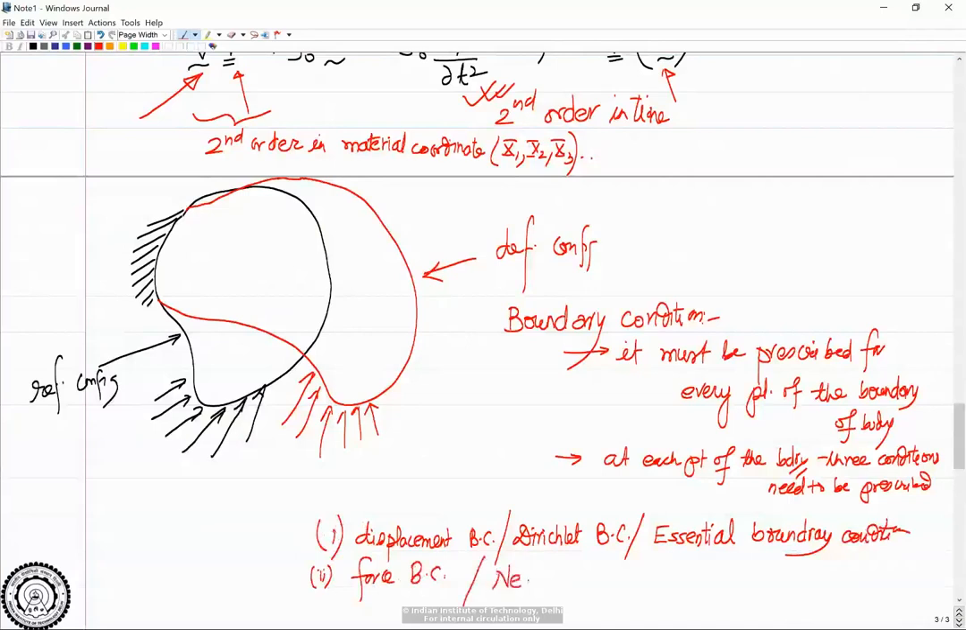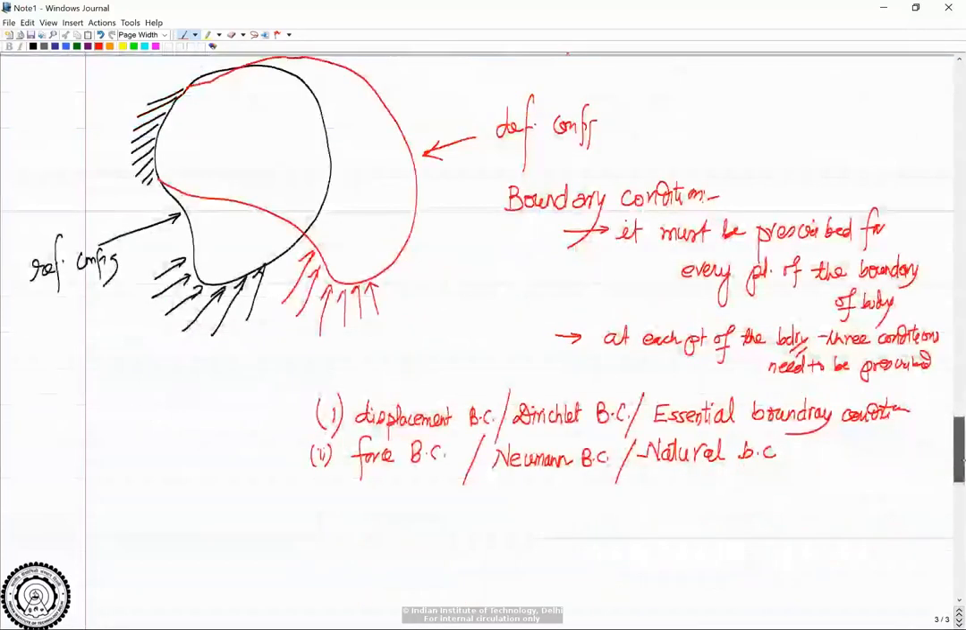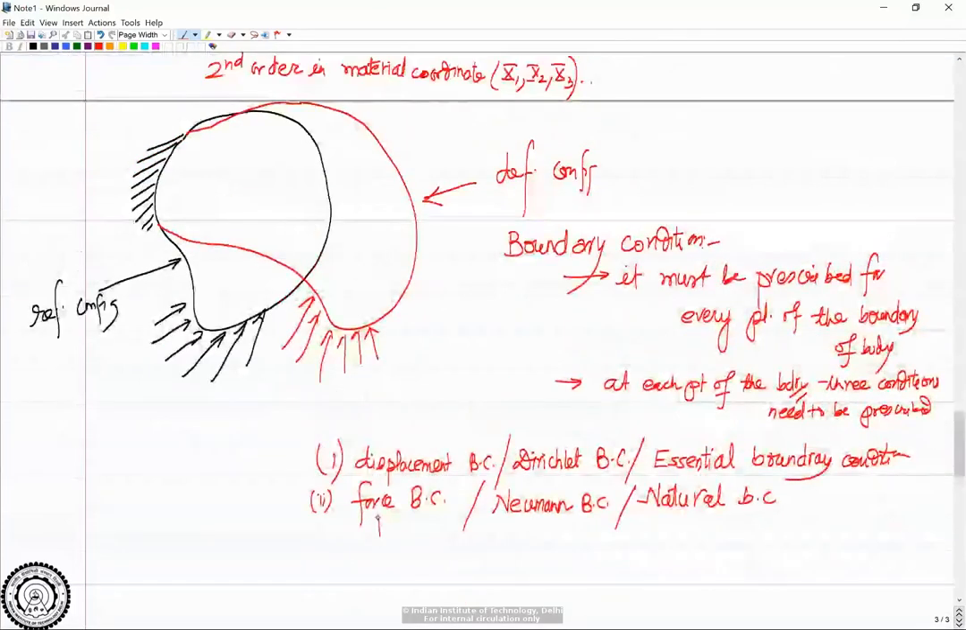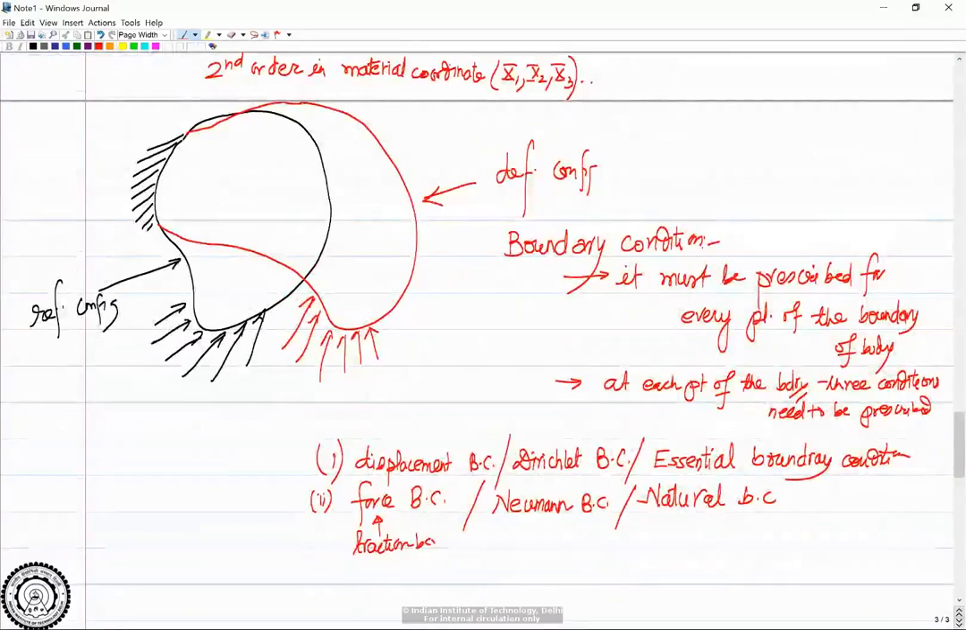And in mathematics they call it the Neumann boundary condition, and in finite element they say it's a natural boundary condition. And for a continuum this force is called a traction boundary condition. Traction is being prescribed, and we say it's a traction boundary condition.